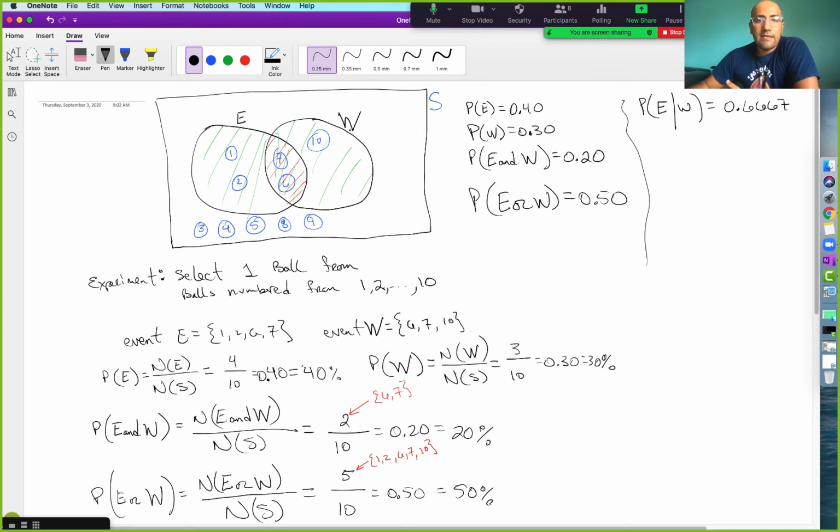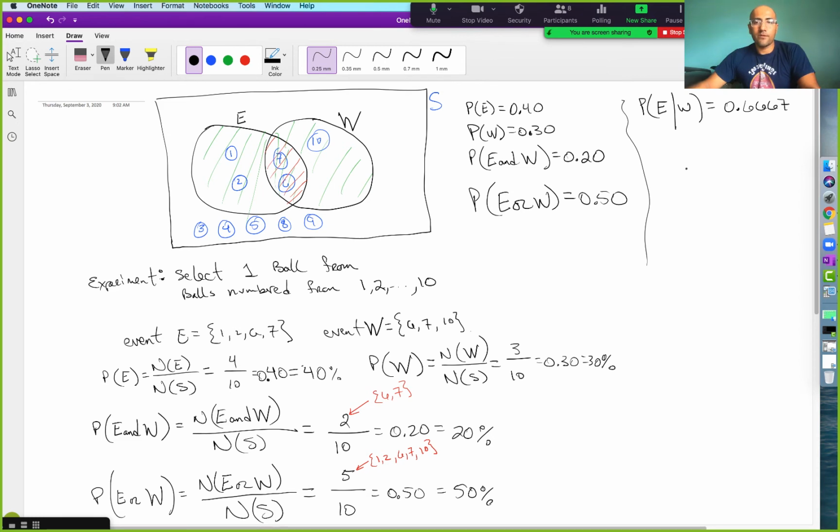So what can I conclude? Events E and W are dependent. They affect each other. This additional information helped me, right? It improved my probabilities of winning. Sometimes it improves them. Sometimes it doesn't improve them, right? Makes them lower. Doesn't matter. Somehow it impacted them. It affected them. Good. Questions?